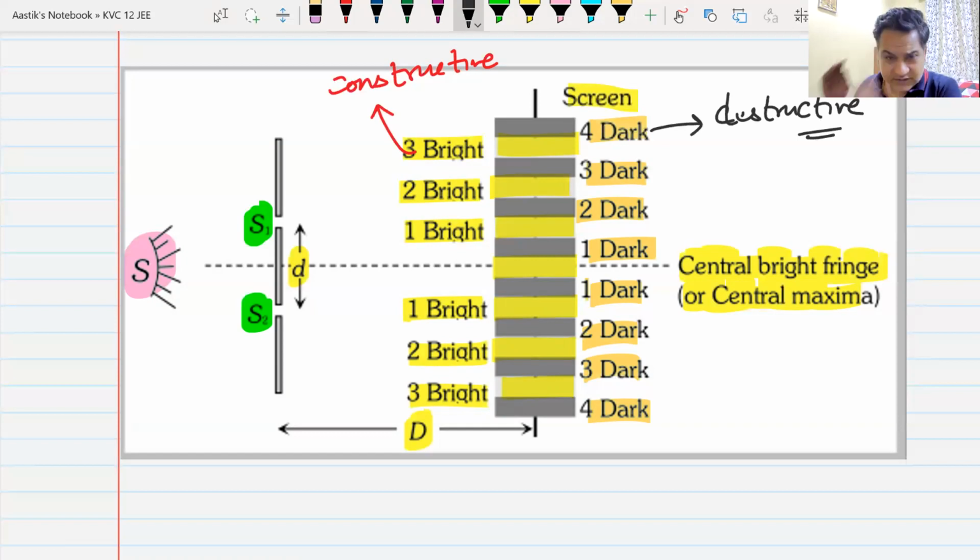Again, you don't have to draw this diagram particularly, but this is just to give you a two-dimensional view of what is happening here. Okay.